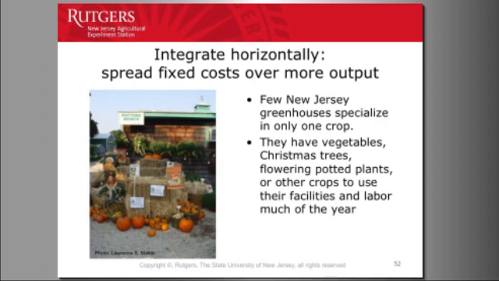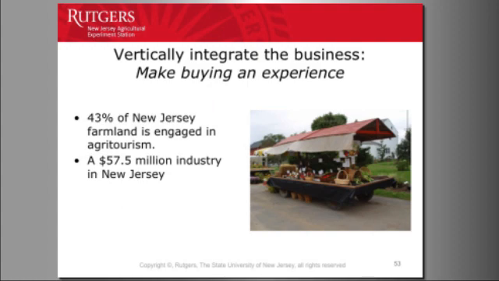A lot of businesses are integrating horizontally, as I mentioned before, spreading your fixed cost over more output. Very few greenhouses anymore are just a greenhouse. They may have Christmas trees, flowering potted plants, vegetables in the summer, spreading out so they have year-round income. Again, I think diversification is good, but don't over-diversify. Some of us can go too much in that direction. You can also vertically integrate, going up and down the supply chain. 43% of New Jersey farmland is engaged in some kind of agritourism. It's a $57.5 million business in New Jersey. But that requires more labor, more talent, and a whole different set of skills and resources.